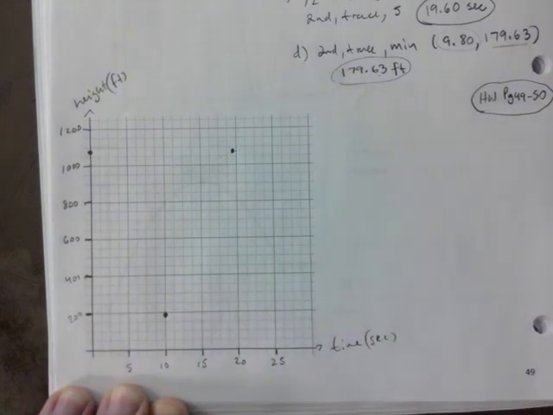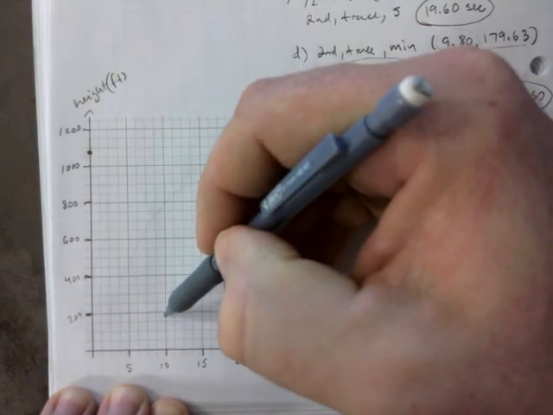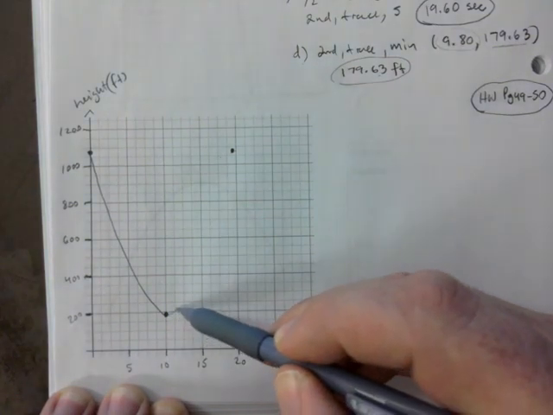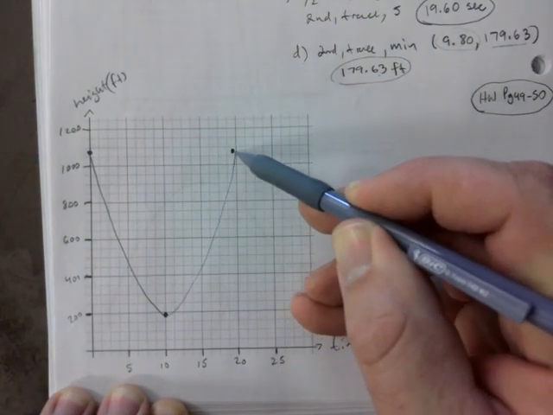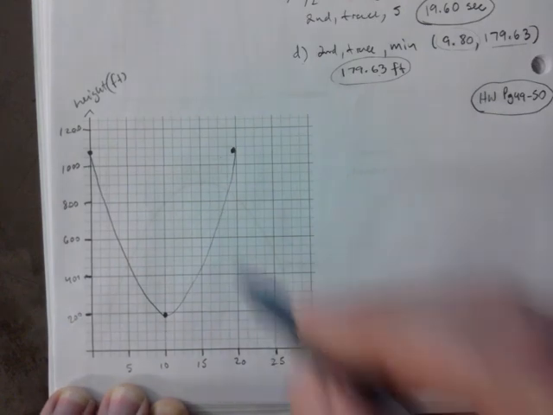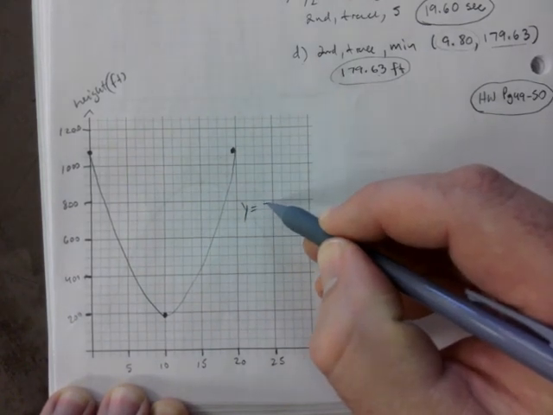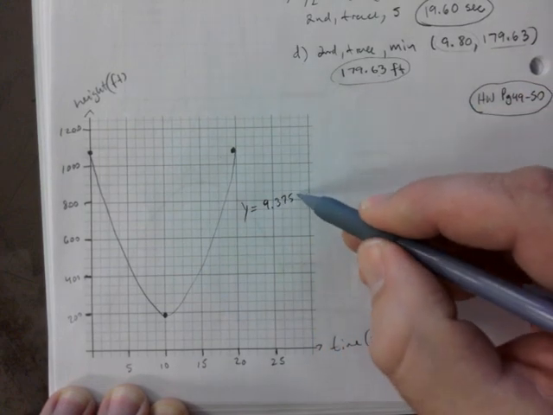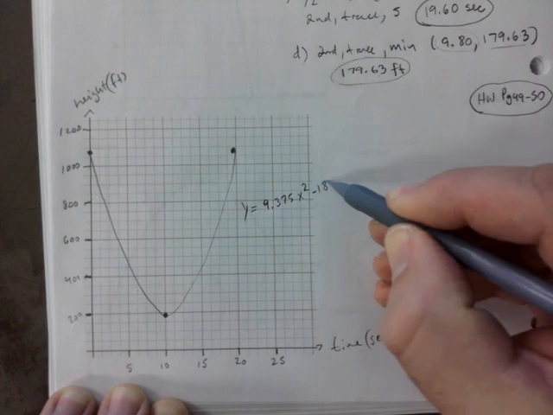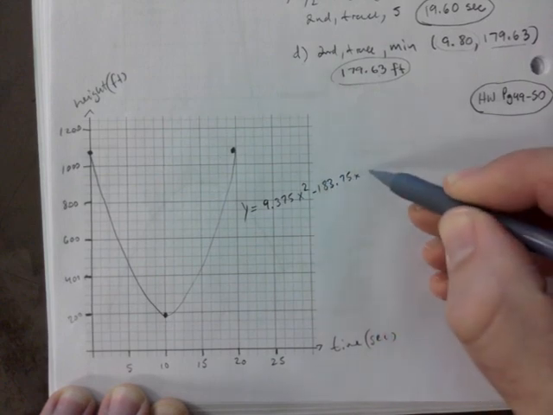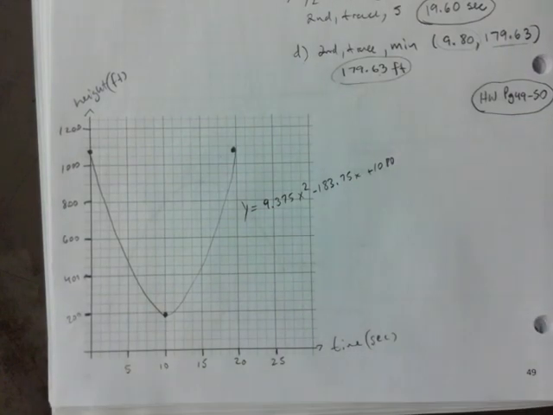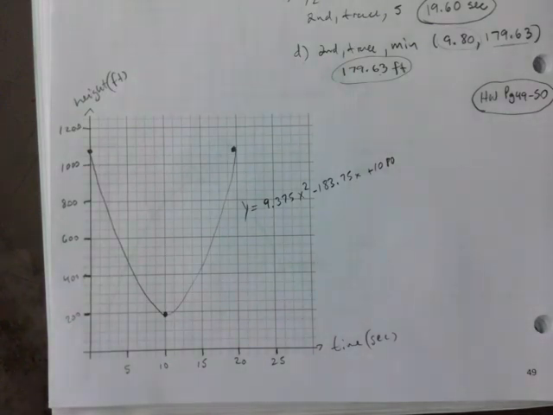And of course, your graph may look a little different if you used a different scale, but that's okay. There you go. That's my equation. I've got the 3 main points on there, and you're good to go.